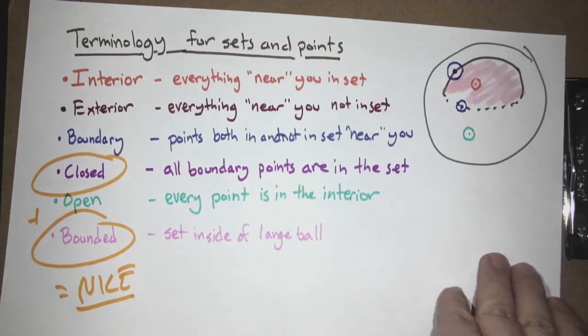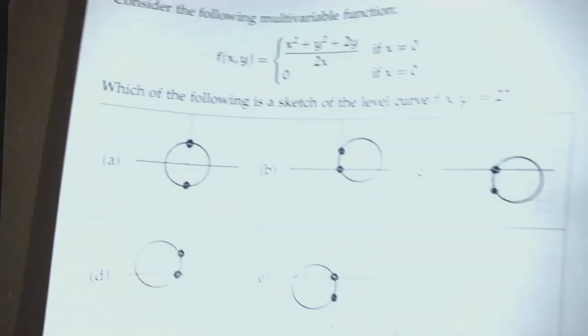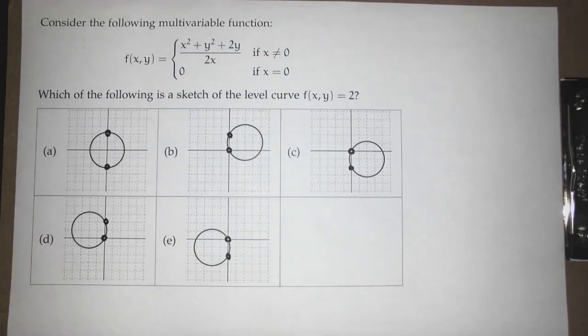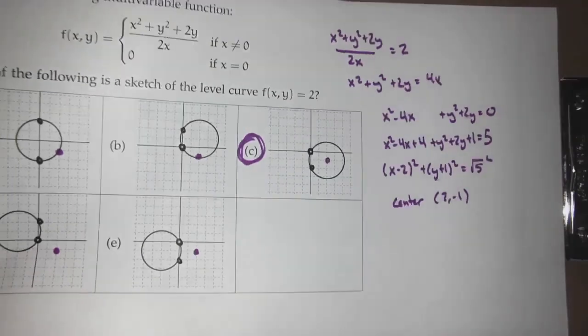terminology. So our last thing for today, in our final minute, maybe 2, let's just check. Here we have a multivariable function. What is the level curve for f of x y equals 2? Did you say C?